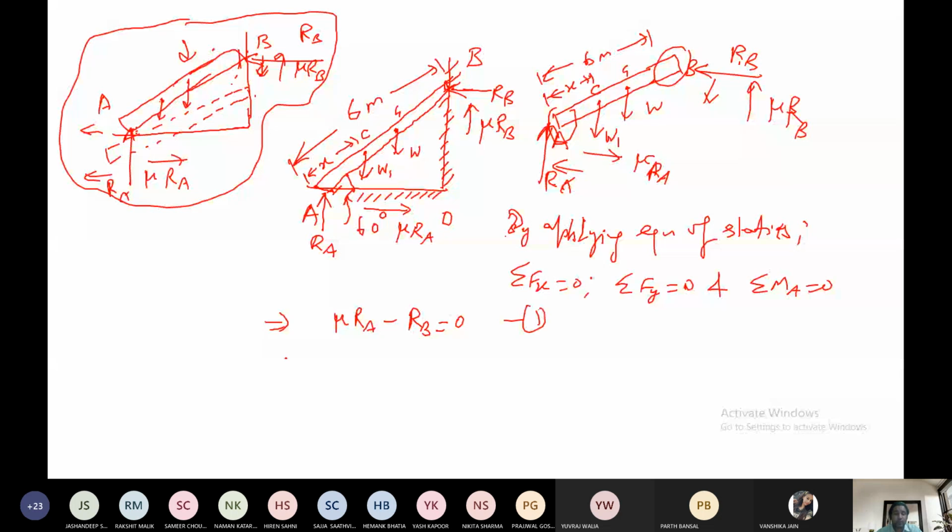Similarly, for the vertical components, how many do we have? You can see mu Rb in the vertical direction plus Ra in the vertical direction, and W and W1 are in the downward direction. So we will take these two equations, and the third one is the moment equation. Now we will take the moment equation.